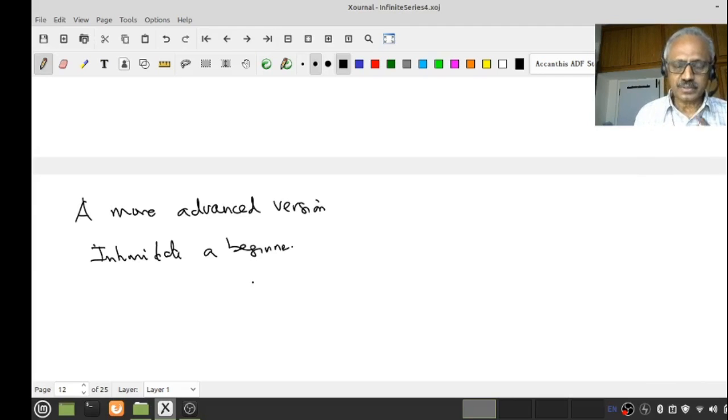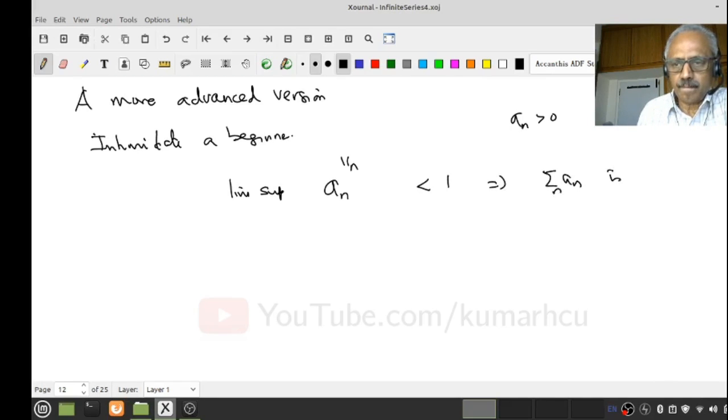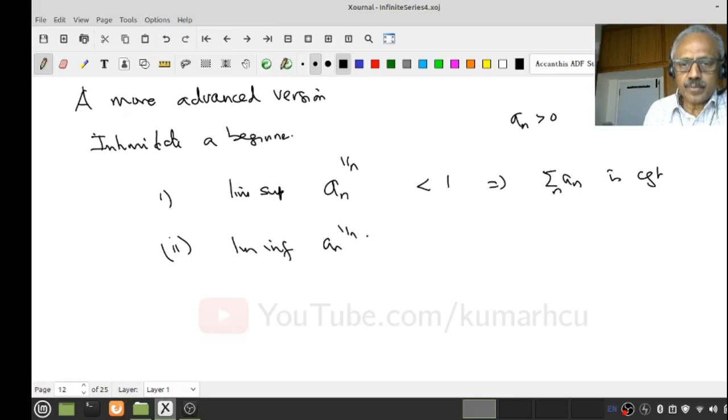So now the theorem says the following. Again the a_n are positive, but we don't require that the limit exists, since limsup will exist as an extended real number. Suppose limsup a_n^(1/n) is less than 1, then the series is convergent. And 2, if limsup a_n^(1/n) is greater than 1, then the series is divergent.